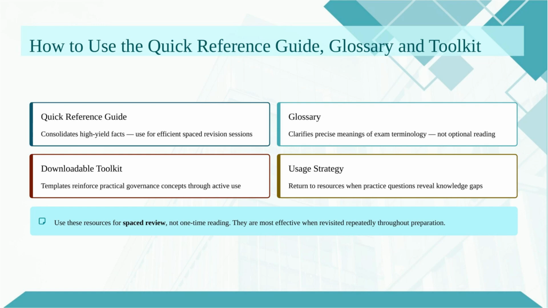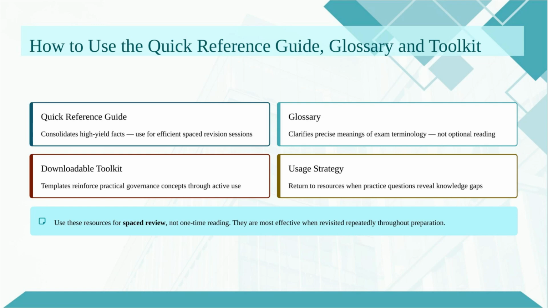Think of the glossary first. AI governance is full of precise terms that sound similar but mean different things. Ever mixed up two concepts just because they shared a word? The glossary is your quick rescue for exactly those moments. Keep it close whenever a term feels fuzzy.